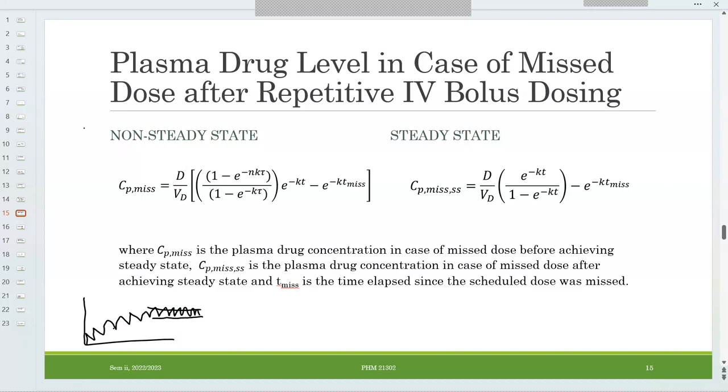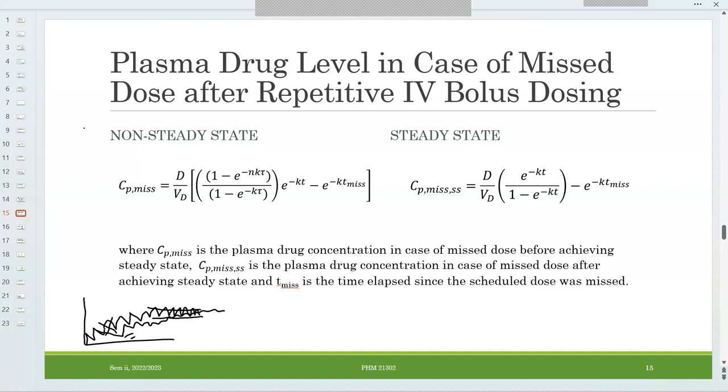Okay? So what happens if, for example, one dose here was missed? The increase will not continue because there will be longer duration where the drug will be eliminated. So it will be like this. And then the next dose will cause some increase. Okay? So it will give lower concentrations than if the dosing is continuous.